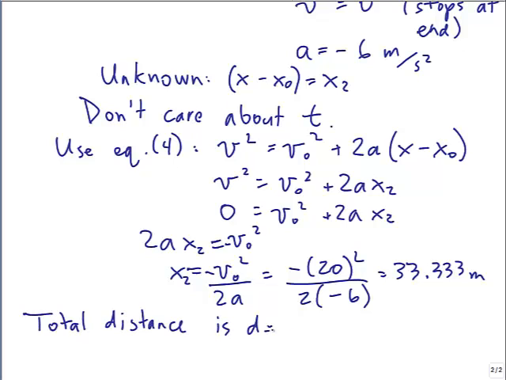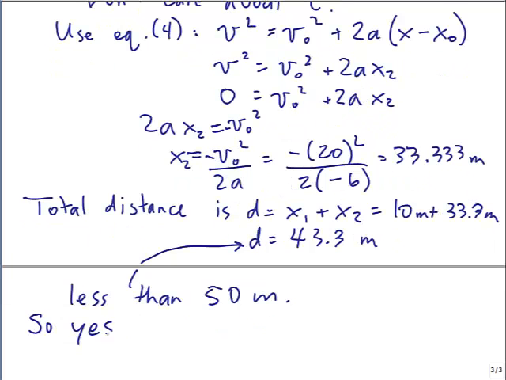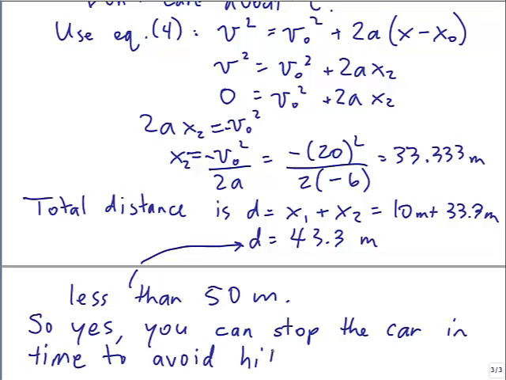Total distance is d equals x1 plus x2. And that's 10 meters plus 33.3 meters. That's 43.3 meters. So that's how far you travel before you stop. This is less than 50 meters, the distance to the cat. So the answer is yes. You can stop the car in time to avoid hitting the cat. Yay, so that's a good thing for the cat.